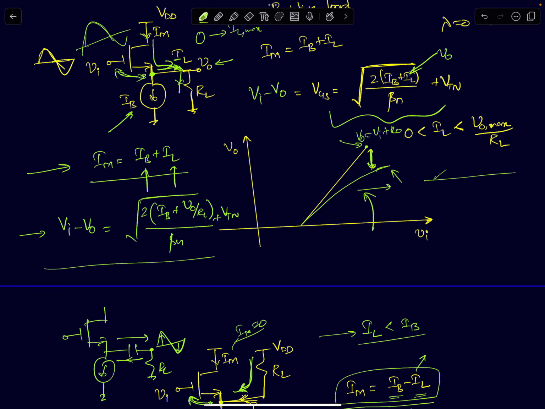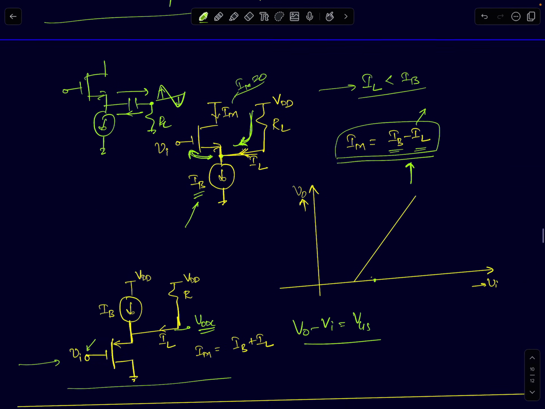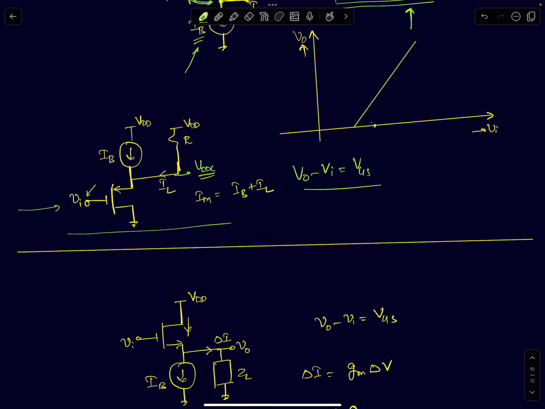So your input DC will always be greater than the output DC for an NMOS source follower. For a PMOS source follower, your output DC will be greater than the input DC. So V0 minus Vi will be equal to VGS. Again, all the same rules that we discussed will apply for this one as well.